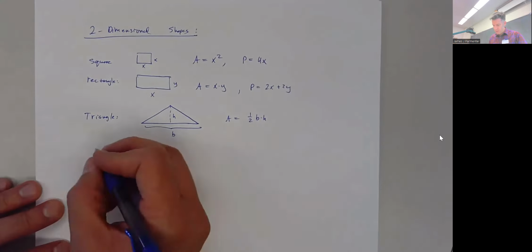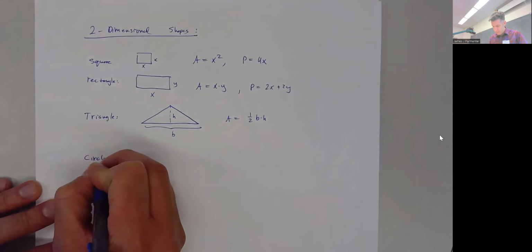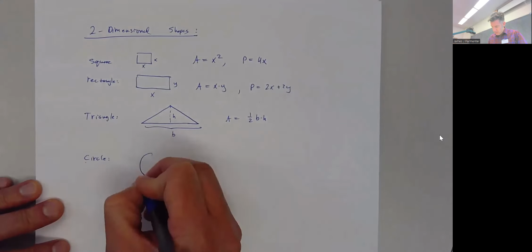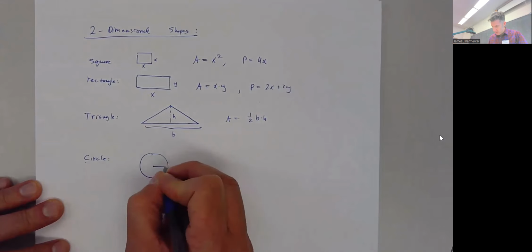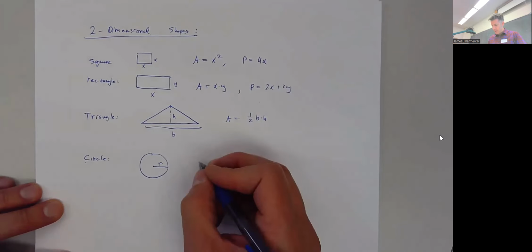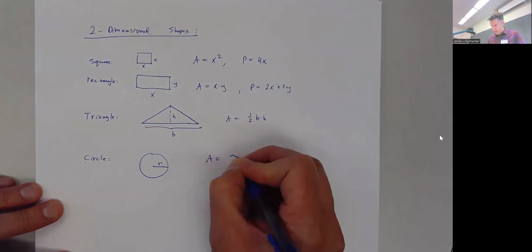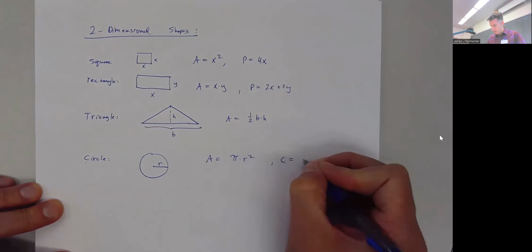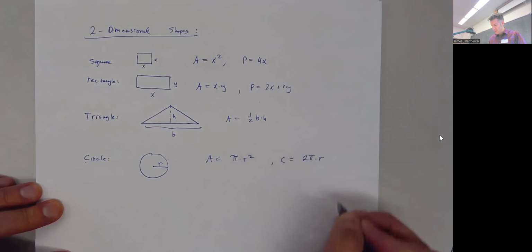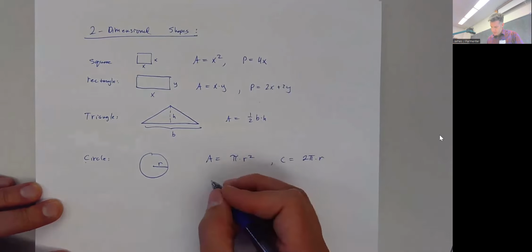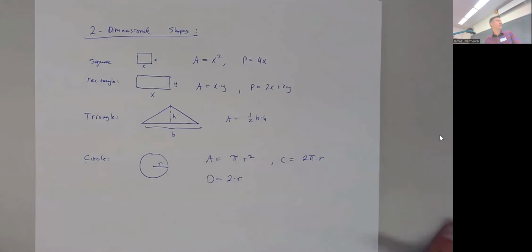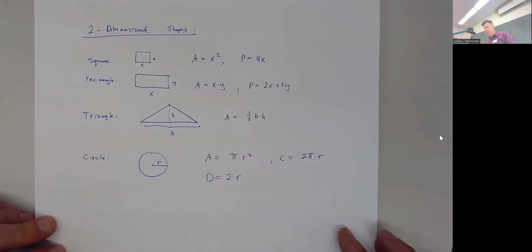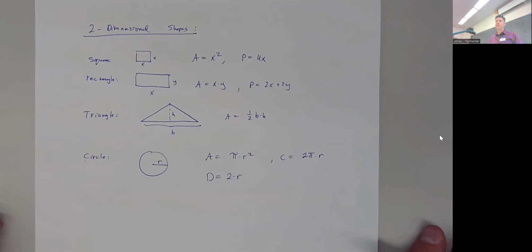What other shapes are important here in 2 dimensions? A circle. So circle, we have the radius there, and I would say that the area of a circle is pi times the radius squared. The circumference of the circle is 2 times pi times r. And I guess you might need to know that the diameter is equal to 2 times r, although that's, I feel like, not really right. Any other shapes?